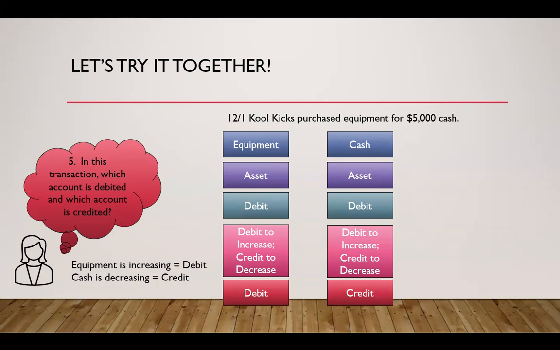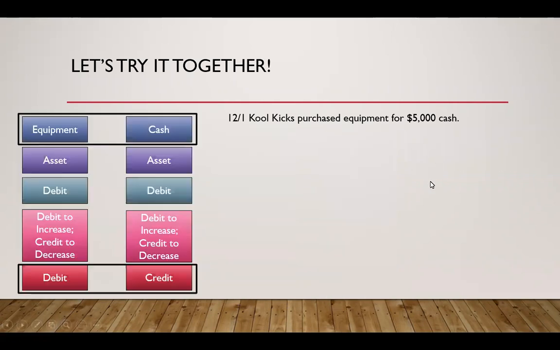But from our perspective, cash is an asset. It is a resource that we own or control. So it does have a normal debit balance. We use a debit to increase, a credit to decrease. And keep in mind that debits must equal credits. Now we can formally record our transaction here.